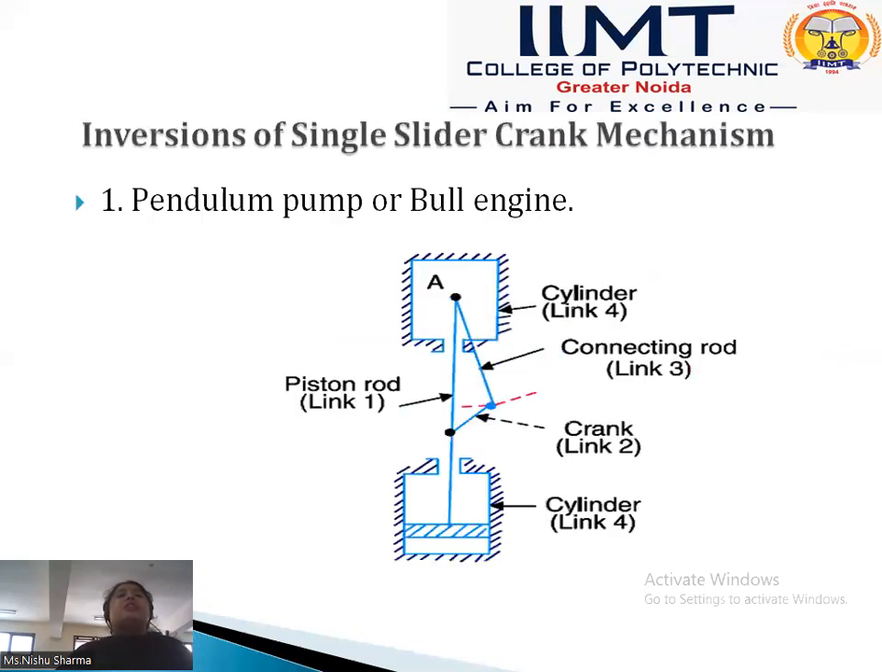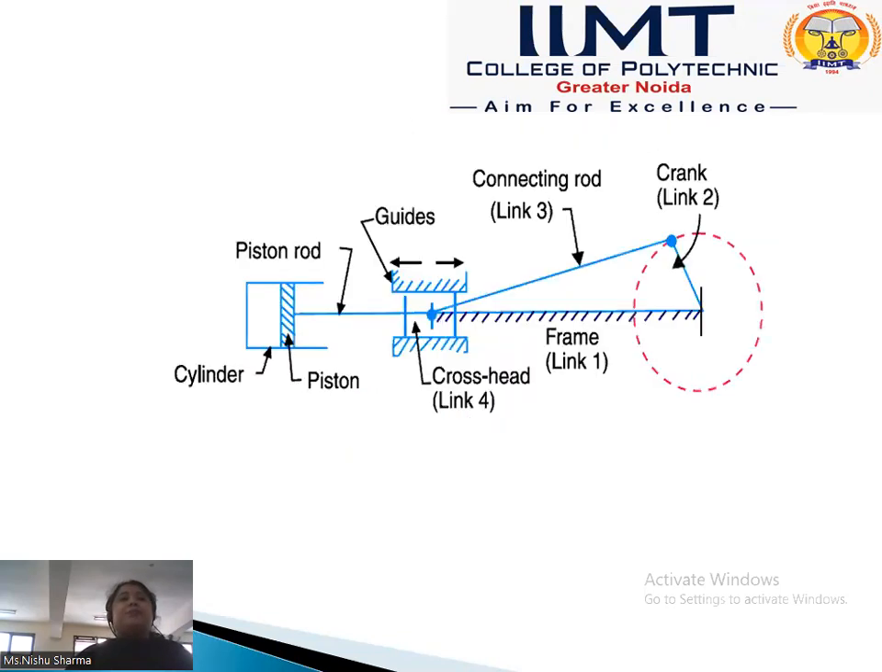Now we will discuss the inversions of the single slider crank mechanism. In the inversions, we see that there are four links: frame, crank, connecting rod and guide. In the first inversion, the frame is fixed. In the second inversion, the crank is fixed, in the third inversion, the connecting rod is fixed, and in the fourth, the crosshead is fixed. It means that fixing different links forms a different inversion.